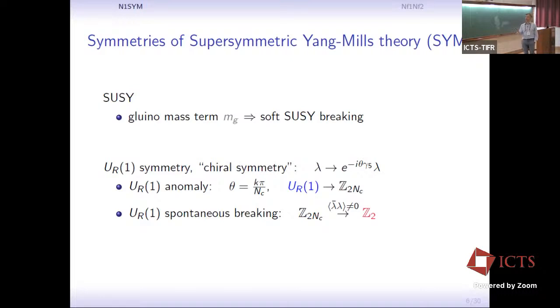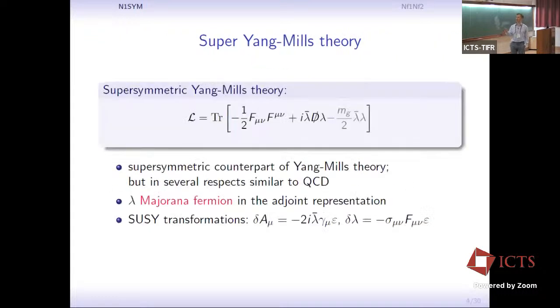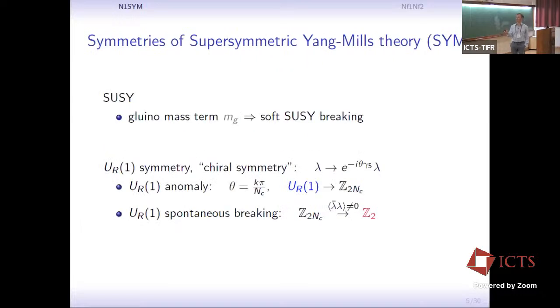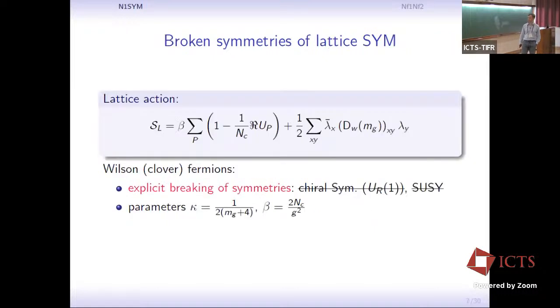The symmetries of the theory are, if you don't have a mass term for these fermions that I've added here, then you have supersymmetry. This mass term will lead to a soft supersymmetry breaking. Then you have a chiral symmetry, which, in contrast to QCD, where it gets completely broken by the anomaly, is broken only to a discrete subgroup. And this discrete subgroup then gets spontaneously broken by the appearance of a gluino condensate in these theories.